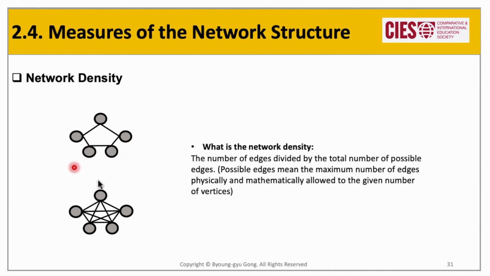Look at the network here at the left side of the slide. There are 5 vertices and 5 edges, but it does not represent the maximum number of edges allowed for this network. As we can see from the below network, the maximum number of edges we can draw is 10. Then the network density of this network would be 0.5.